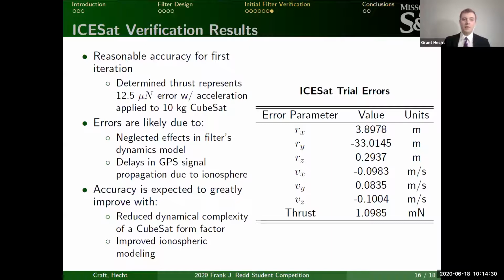This table here provides the estimation errors for position, velocity, and thrust for our initial ISAT verification trial. As you can see, the dynamic states were estimated with reasonable accuracy for the first iteration, and the thrust over a 3,000 second evaluation arc was determined with millinewton level accuracy.